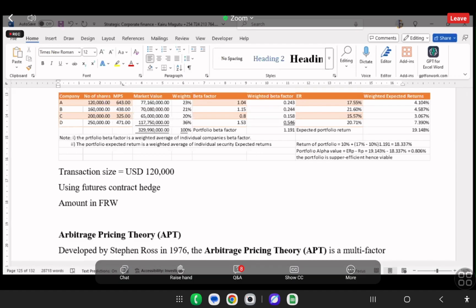How much is it? Can someone give me? You are given the futures exchange rate, 775, 777. How much is 120,000 US dollars in Rwandan francs using the futures contract? I need to see it on the chat box. Can you compute that?